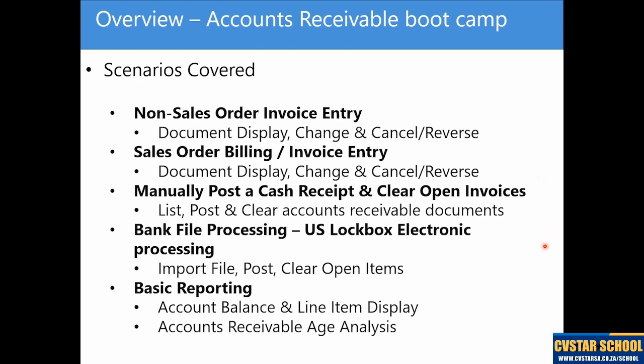We'll then take you through, after entering the invoices, how to manually post some cash and how to clear open items for invoices, list, posting, and clearing accounts, all for accounts receivable. Then in terms of electronic processing, we're going to use the US Lockbox format, which is the check format in the US, show you how to import a file, post and clear open items, and then take you through, on the reporting side, account balance and line item display, and then we will also look at accounts receivable age analysis. So those are some more specific scenarios you'll cover during this bootcamp.